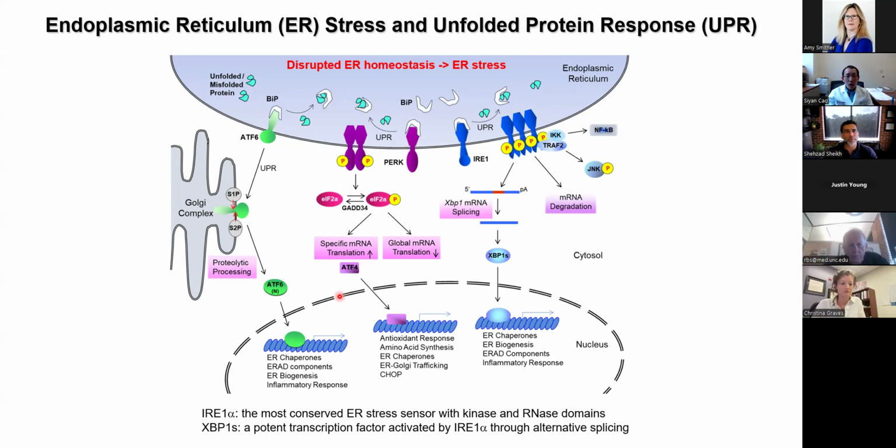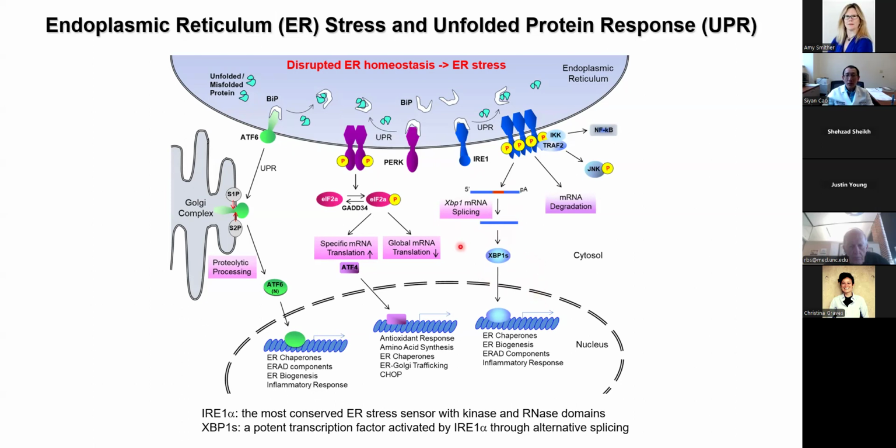We know that the ER is an important organelle for the maturation and folding of proteins in the ER lumen. And when the homeostasis of the ER is disrupted, we call this condition ER stress. ER stress leads to the activation of three protein sensors on the ER membrane. They are called ATF6, PERK, and IRE1 alpha. And IRE1 alpha is the most conserved ER stress sensor. Upon ER stress, it leads to the activation of XBP1 by alternative splicing of the mRNA.